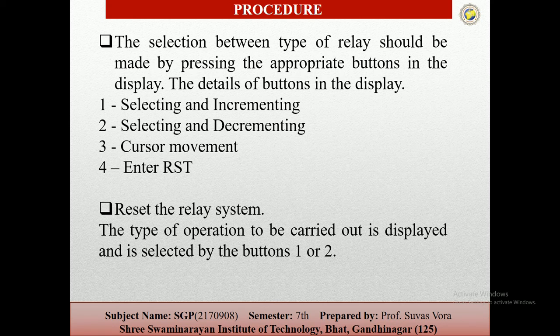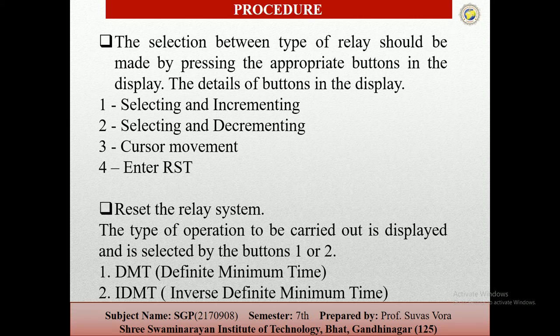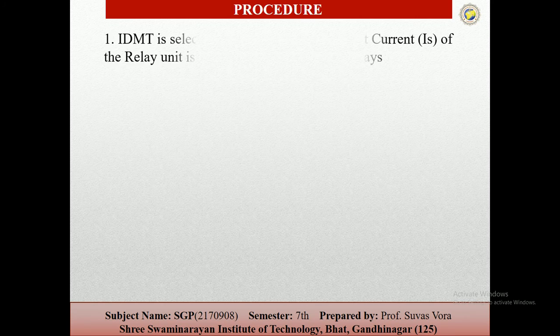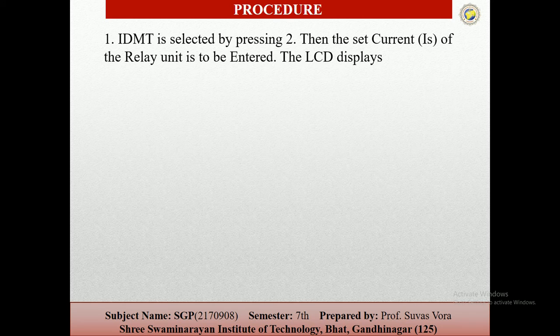So the type of operation to be carried out is displayed, and select the button 1 or 2. The first one is DMT, definite minimum time, and the second one is IDMT, inverse definite minimum time. So IDMT is selected by pressing 2, and then set the current of the relay.